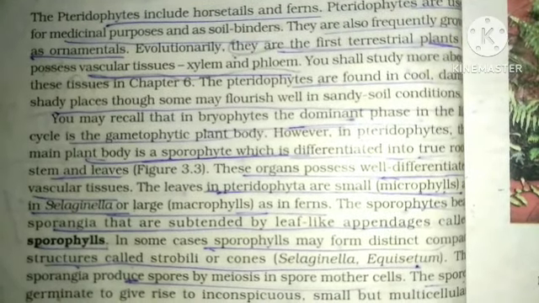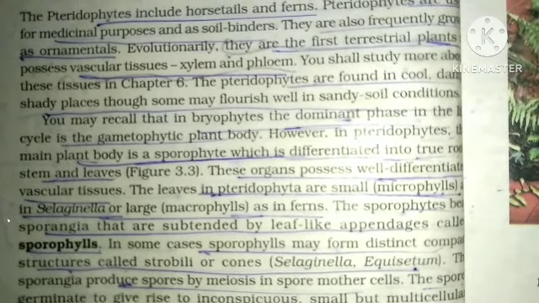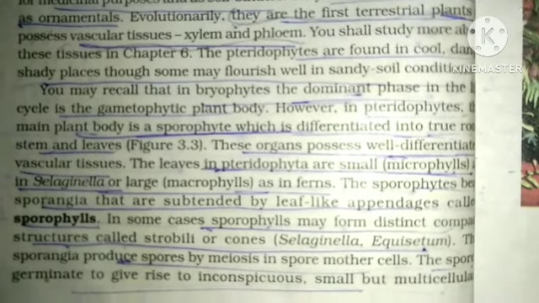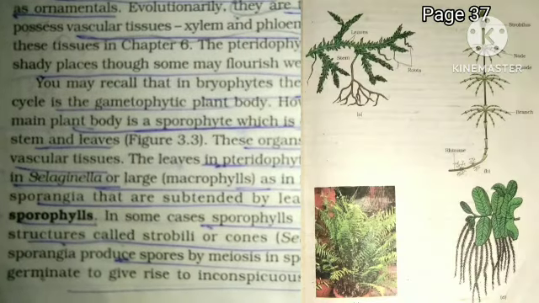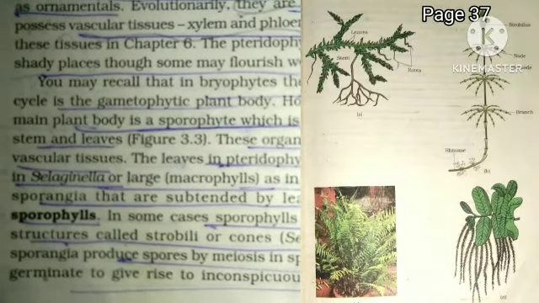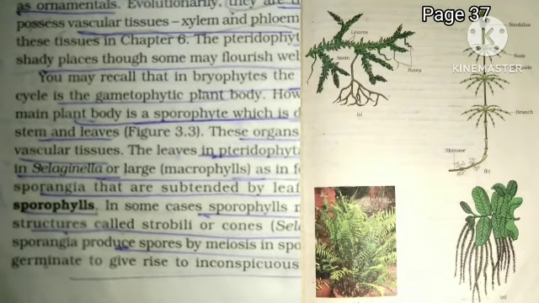The pteridophytes are found in cool, damp, shady places, though some may flourish well in sandy soil conditions. You may recall that in bryophytes, the dominant phase in the life cycle is the gametophytic plant body. However, in pteridophytes, the main plant body is the sporophyte, which is differentiated into roots, stem, and leaves. These organs possess well-differentiated vascular tissues.